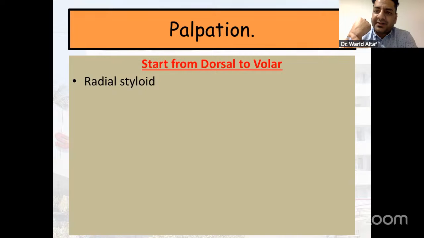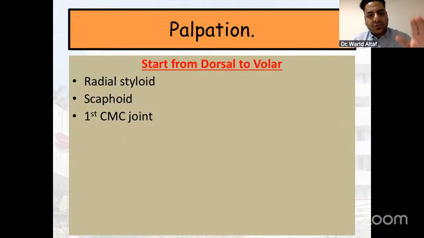You need to palpate the Lister's tubercle and then the scaphoid, the scapholunate interval, and then you go to the lunate for Kienbock disease, or a little more ulnar is the ulnar impaction syndrome, where you can get tenderness. Then you go to the ulnar snuff box where you get the TFCC tenderness, and then you go on the volar side. So start from one side, make sure you don't miss anything.